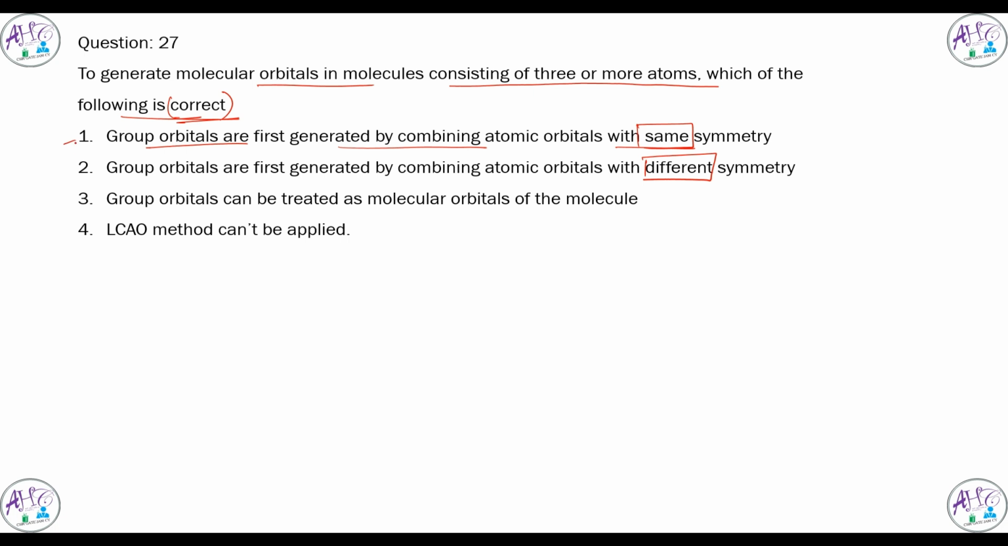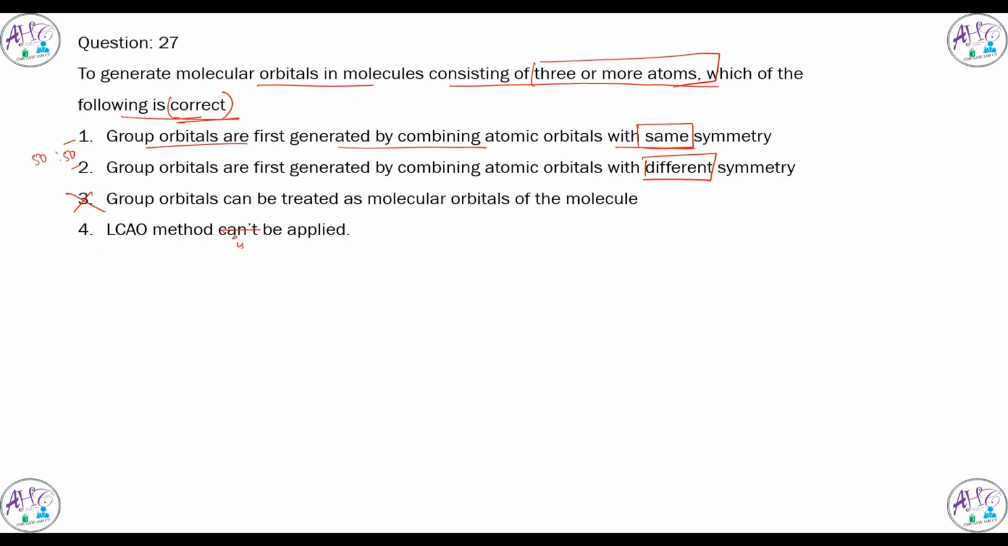Either this can be correct or this can be correct. So this is a 50-50 one. Group orbitals can be treated as molecular orbitals of the molecule. See, here we are talking about three or more atoms. So in this case your group orbitals cannot be treated as molecular orbitals of the molecule. So 3 is wrong. And then your linear combination of atomic orbital method is actually applied.